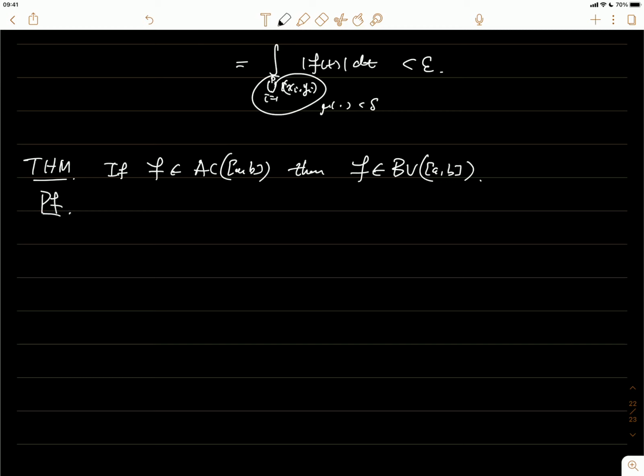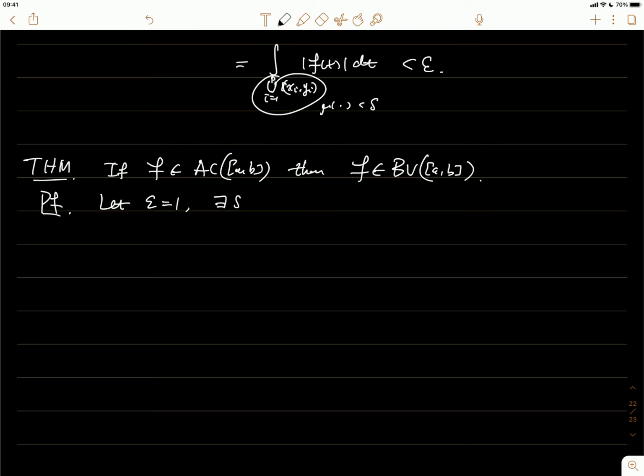But the purpose here is to show that if f is in BV, we know that it can be decomposed as the difference of two monotone functions, right? That's what we're going to use, because each monotone function is differentiable almost everywhere, and that's the purpose of giving this result. Okay, so to show that the function is also in BV, we need to show that the total variation is bounded, right? And to show that, let's recall that we let epsilon be equal to 1.